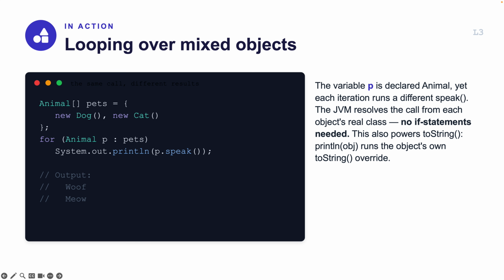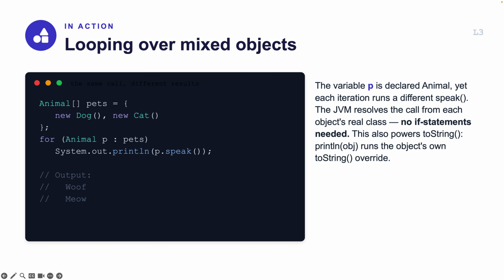Now let's put it all together and see the payoff in real code. We make an array of the parent type, fill it with different subclass objects, and loop through calling the same method on each. Thanks to dynamic dispatch, each object automatically runs its own overridden version. So the dog barks and the cat meows from the exact same line of code.